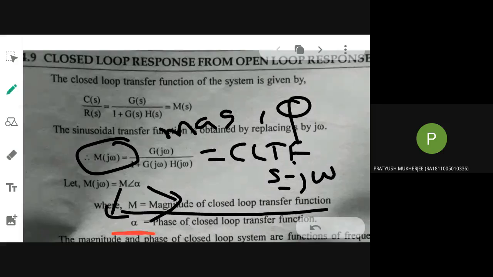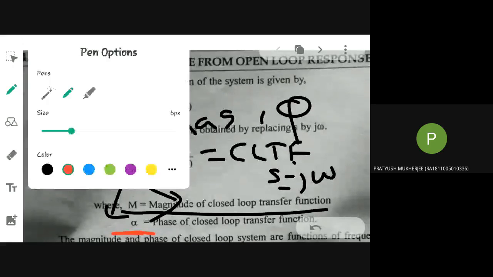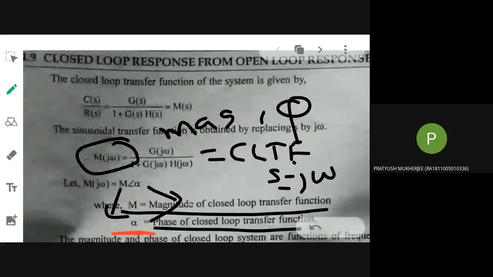It is also written there. What does alpha represent? M represents your magnitude. Alpha represents the phase of your closed loop transfer function. So this is a general notation that we'll use for a closed loop system. M represents your magnitude, alpha represents your phase angle. Now remember these two terms.